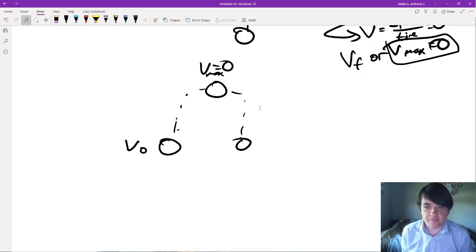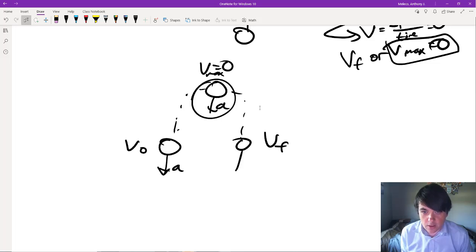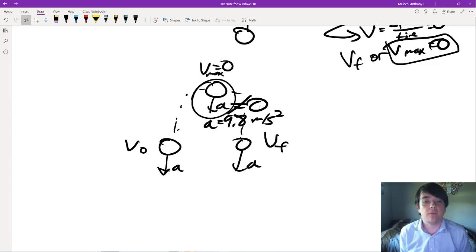V initial we have, V final we have, but our V is 0. What people typically think is that our acceleration is 0 at the peak. But that's not the case, because you're still on Earth, you still have the force of gravity on you, so you still have an acceleration. So A is not 0. A still equals 9.8 no matter where you're at, okay?